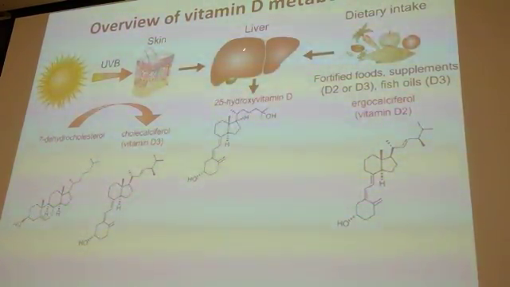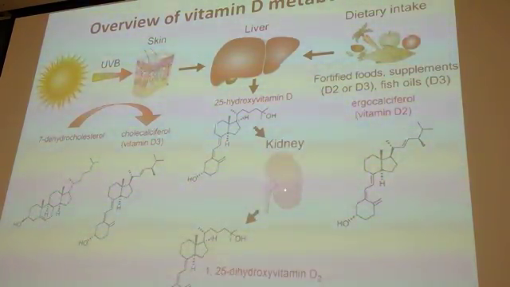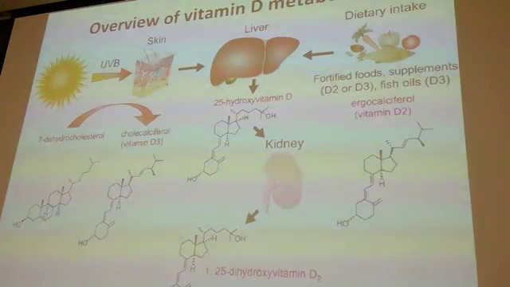These then undergo 2 hydroxylation reactions, one that's non-regulated in the liver, forming 25 hydroxy vitamin D, and the second in the kidney, which is regulated by parathyroid hormone, and forms this 1,25 dihydroxy vitamin D. And this is going to be the active form, which is going to actually have some effects in our body. Any questions on the metabolism?